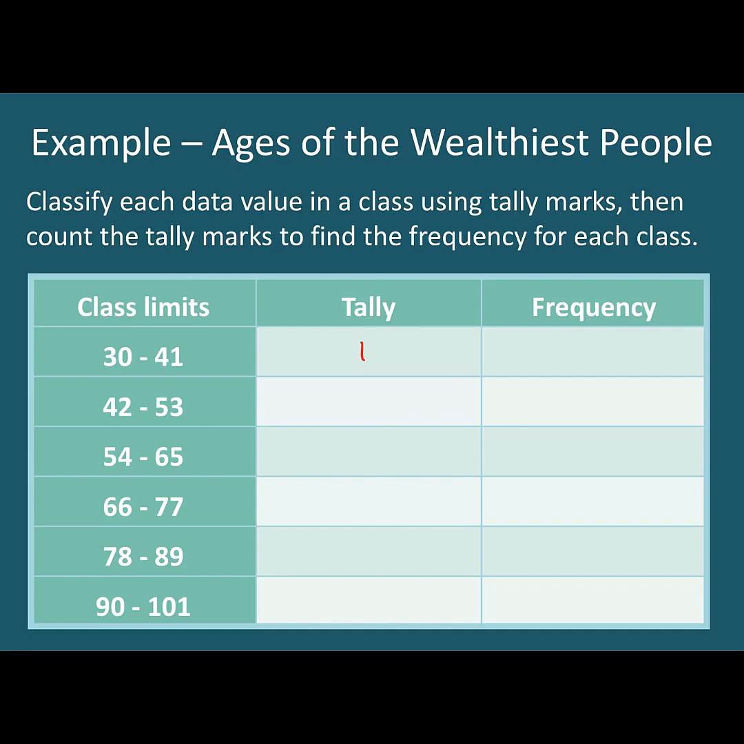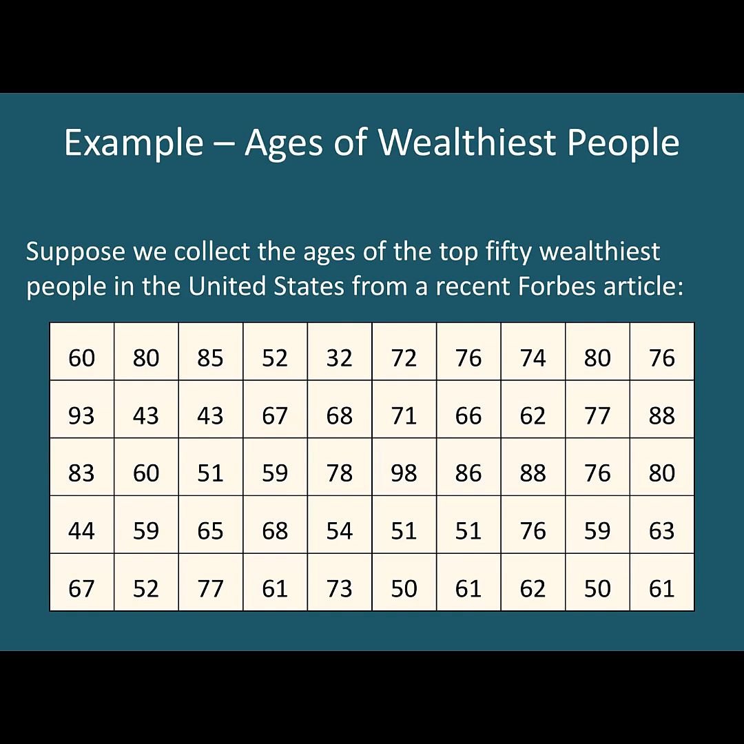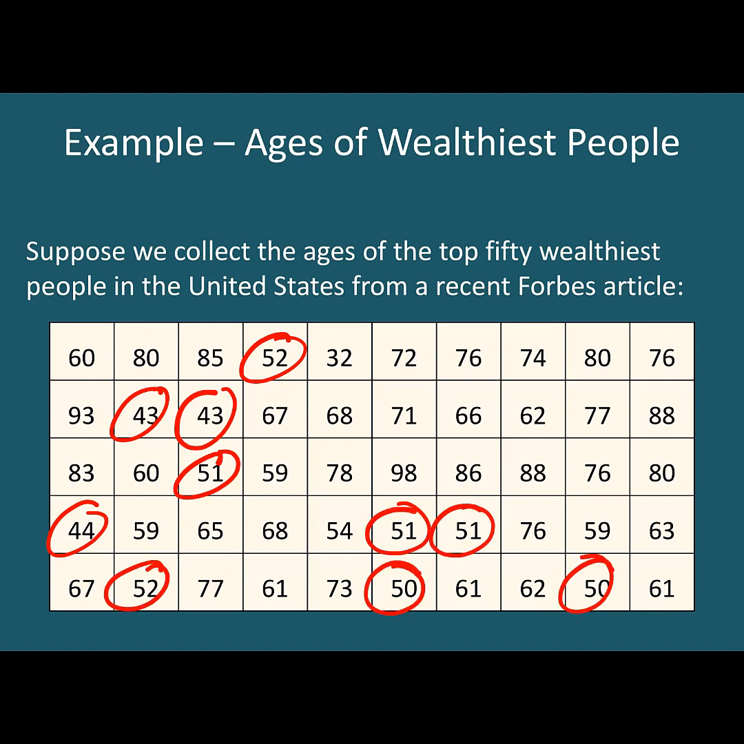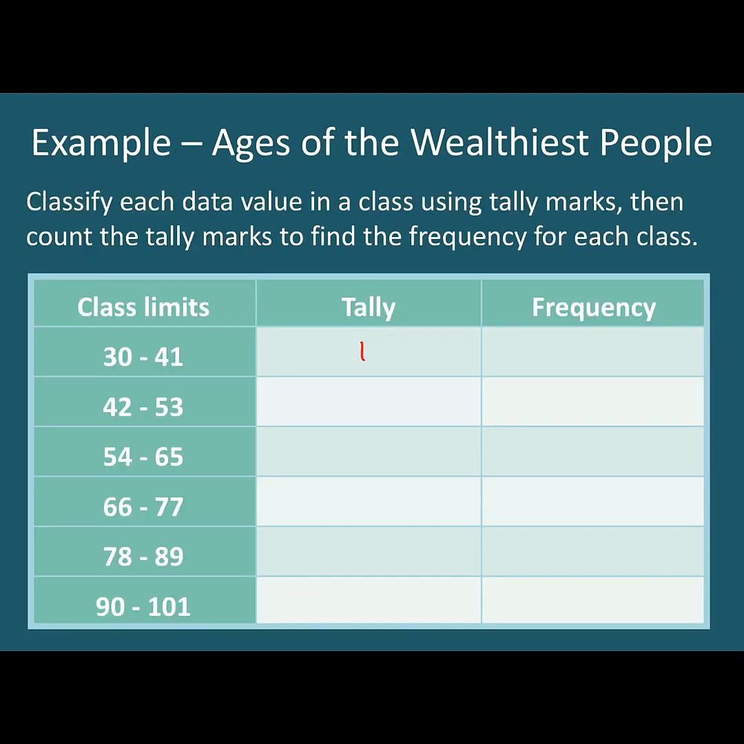For the next category, 42 to 53, looking carefully through all the data, we see that we have 10 that fall into that category. Now I invite you to pause the video here and try to tally mark properly the remaining class categories.